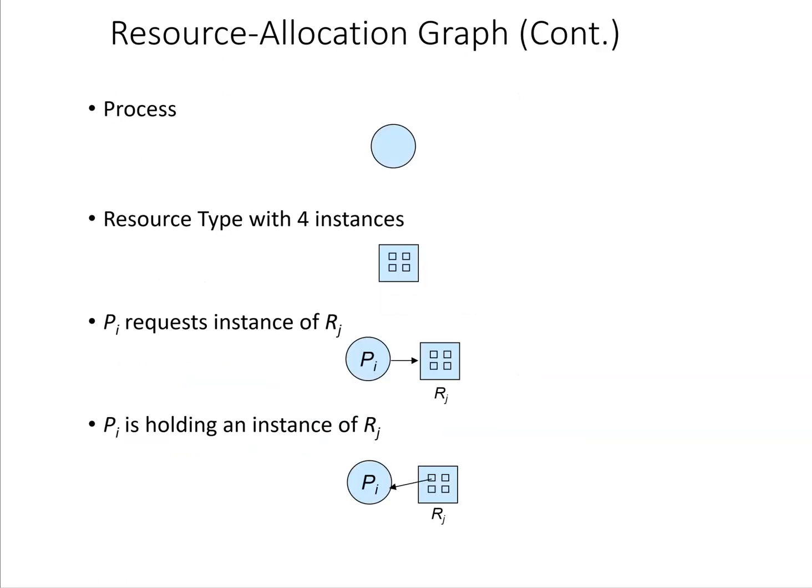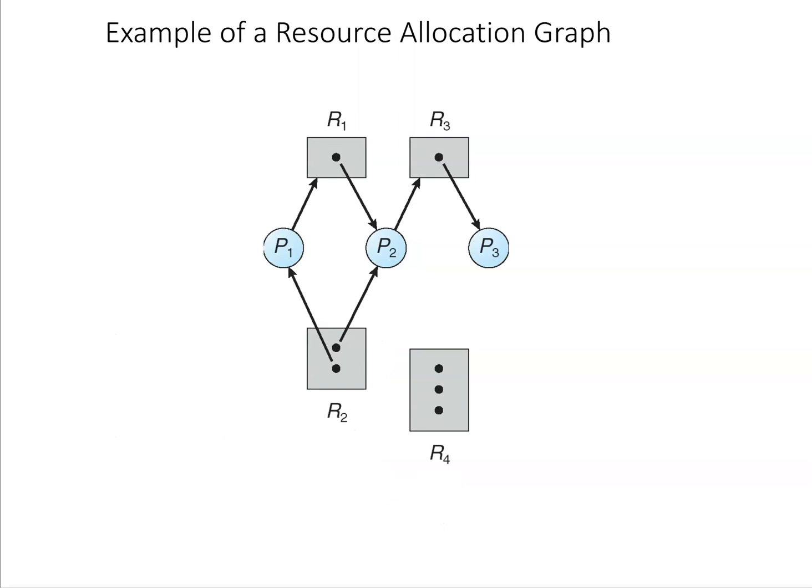In a resource allocation graph, we're going to use these symbols. We're going to have a process. A resource type with 4 instances would look like this. And if Pi requests an instance of Rj, it will look like this. Pi holding an instance of Rj would look like this. So here we've got process 1 requesting R1, process 2 requesting R3, process 2 is holding R1, and so forth.